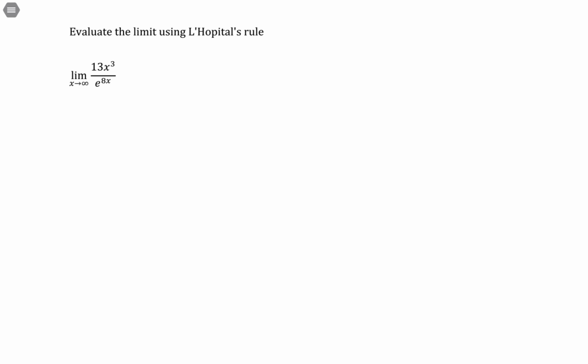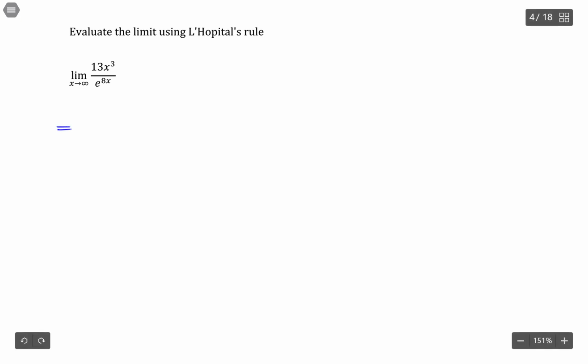Evaluate the limit using L'Hopital's rule. L'Hopital's rule applies whenever you have a limit that results in an indeterminate form, and most commonly 0 over 0 or infinity over infinity. Let's see what happens when we plug in the limit value.